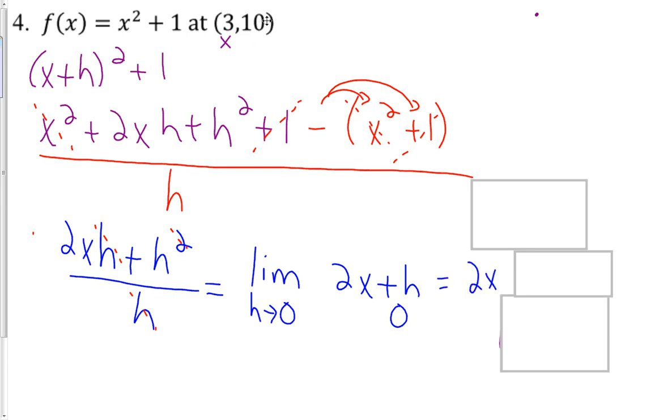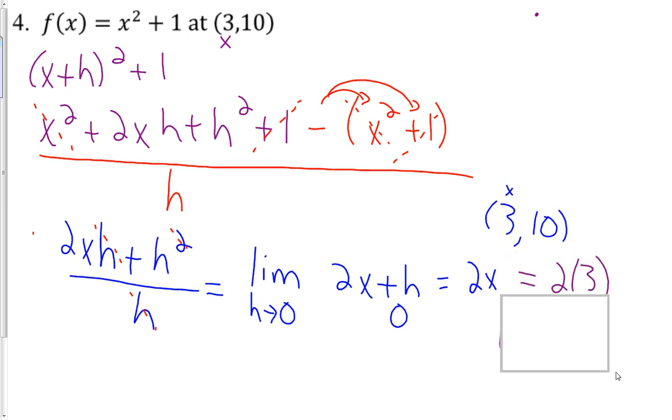And now the 3, 10 comes back down here, and we're plugging in x is 3, so plug in 3 right here. The slope is 2 times 3, which is 6. So the slope of our tangent line is 6 at 3, 10 of the graph x squared plus 1.